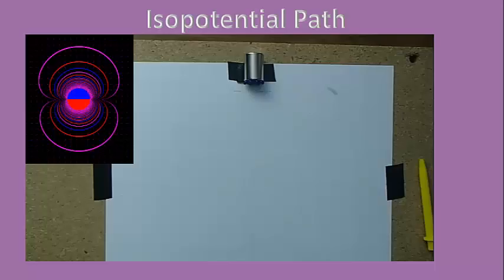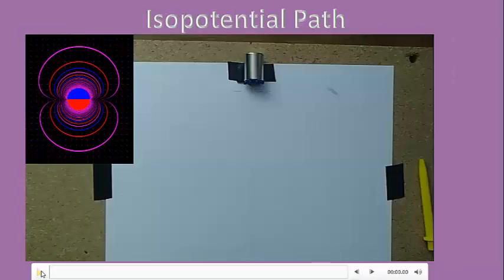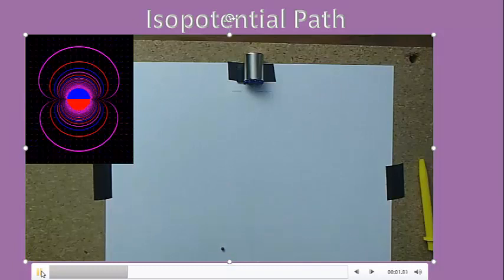In this experiment, I show how I kind of throw it at the magnet, but it still takes the isopotential path. I'm trying to make it go toward the magnet, but it instead takes the isopotential path. I can see the isopotential path with my own eyes. It is taking that path.